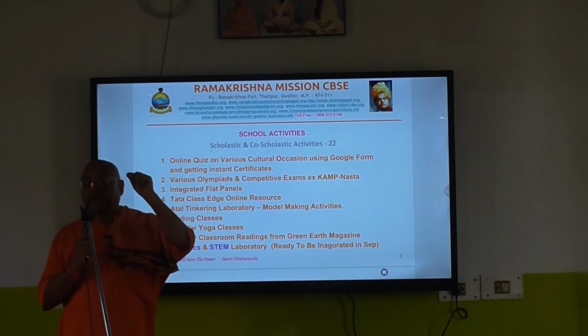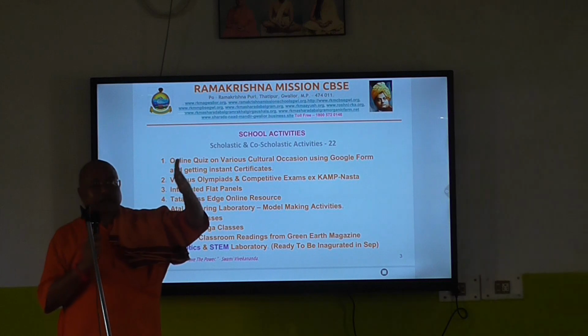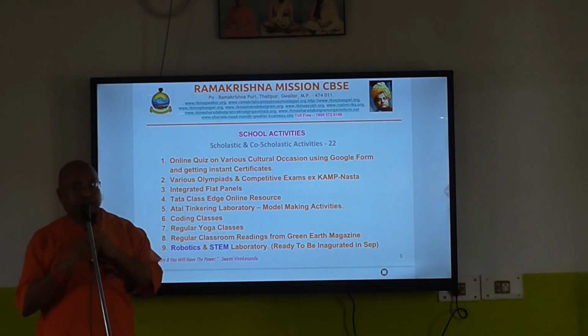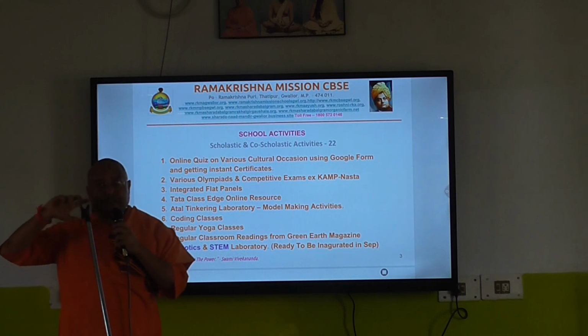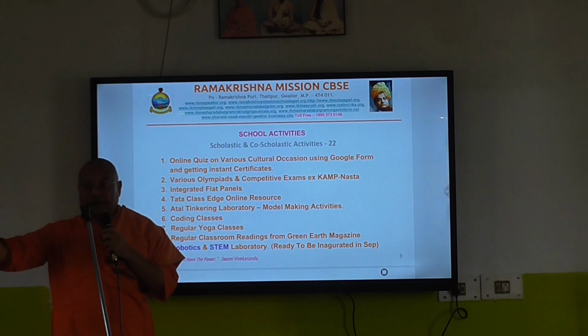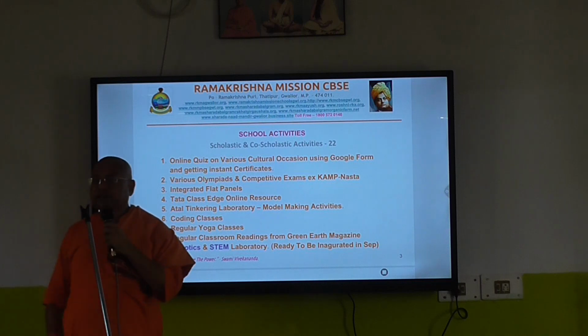Then secondly, increasing imaginative power. अभी तो AI और MI का जमाना है, ML का जमाना है, machine learning and artificial intelligence. There, your child needs imaginative power inculcated. So how to inculcate it? Simply by giving them a theme and asking them to draw something. That itself will help him to a great extent.